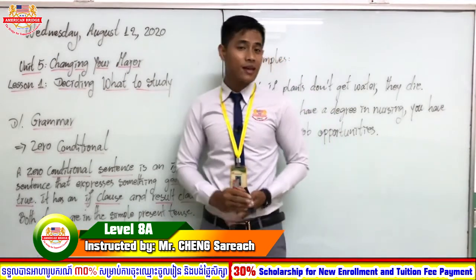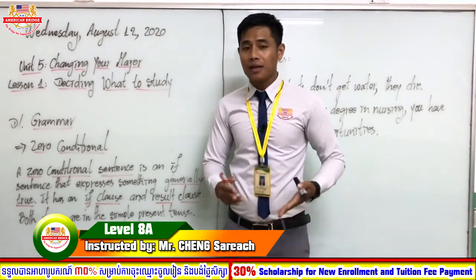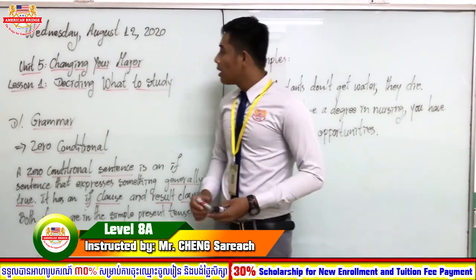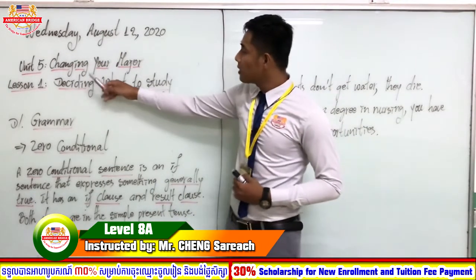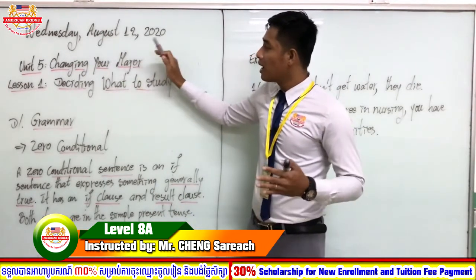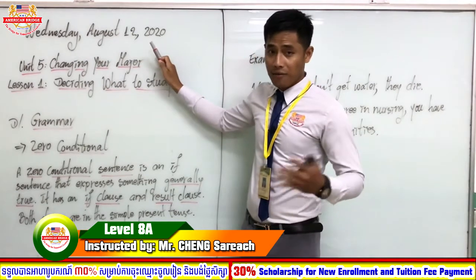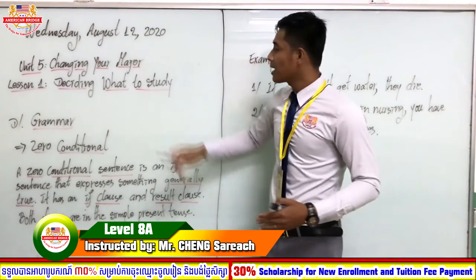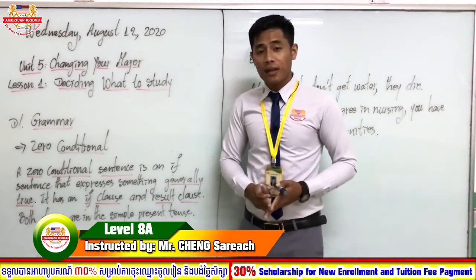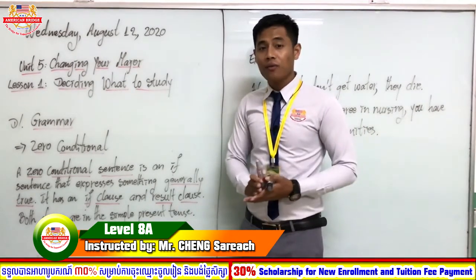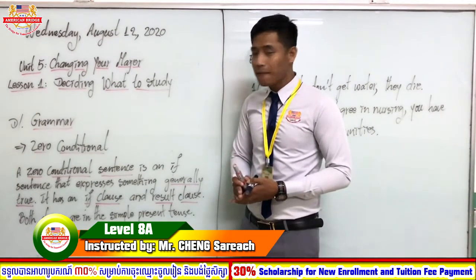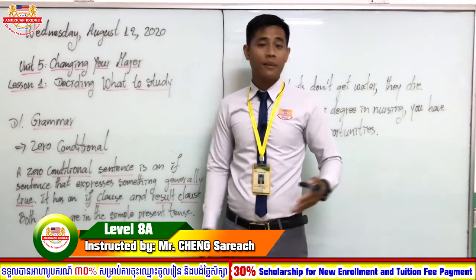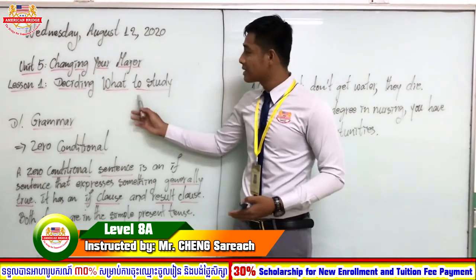Alright, so this is the first section. You know already, for the first section we are going to learn from Blueprint 3. Unit 5, Changing Images. So this is the new unit that we are going to study. Lesson 1, Deciding What to Study. With this lesson right now we continue. In the previous section we have already learned some vocabulary in this lesson.